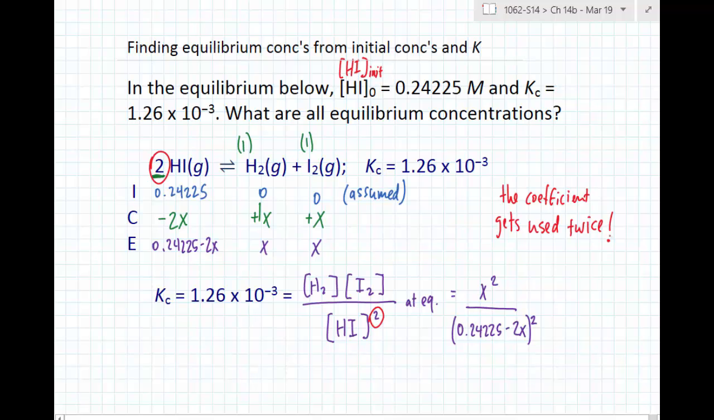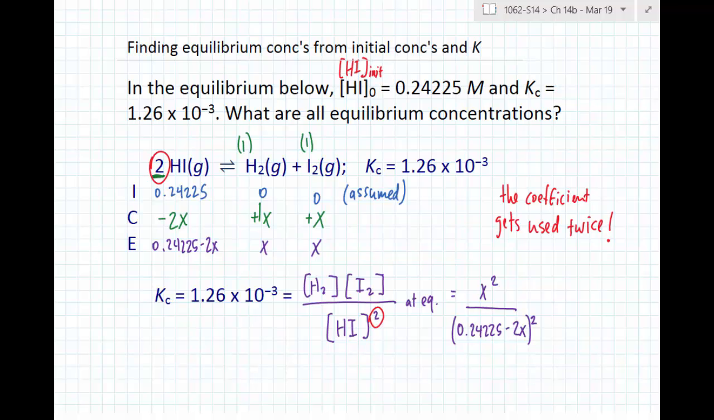What do I mean by that? It's used once to figure out what the equilibrium concentration is. We used it for the stoichiometry of 2 moles of this for every 1 mole of that. And then the other place we used it was as the exponent in the equilibrium constant expression. Okay? So that's a quick check to do to make sure that you don't make that number one mistake.